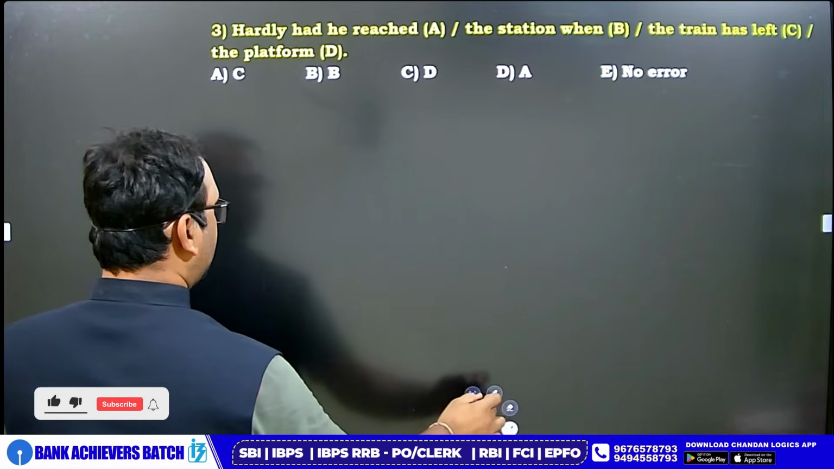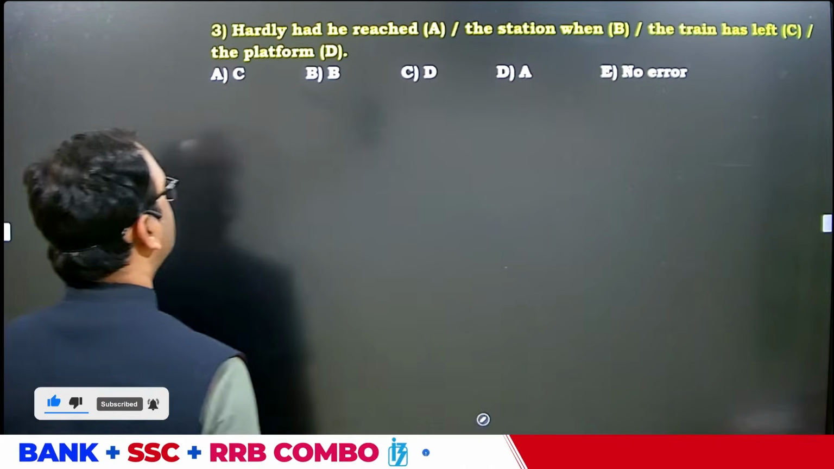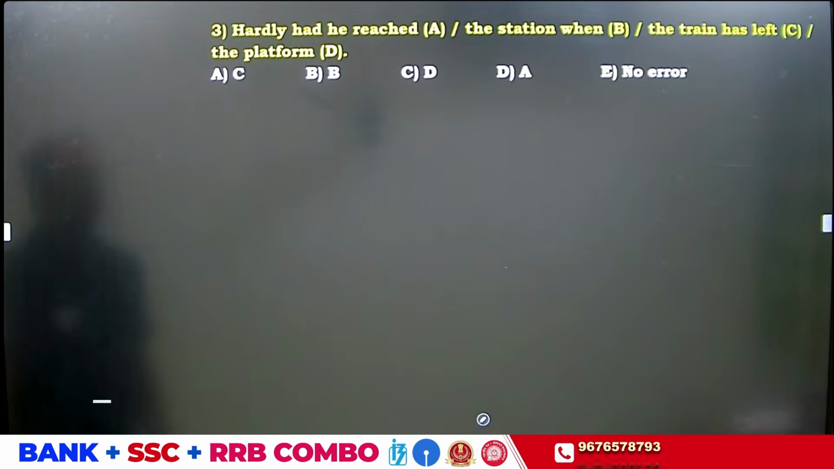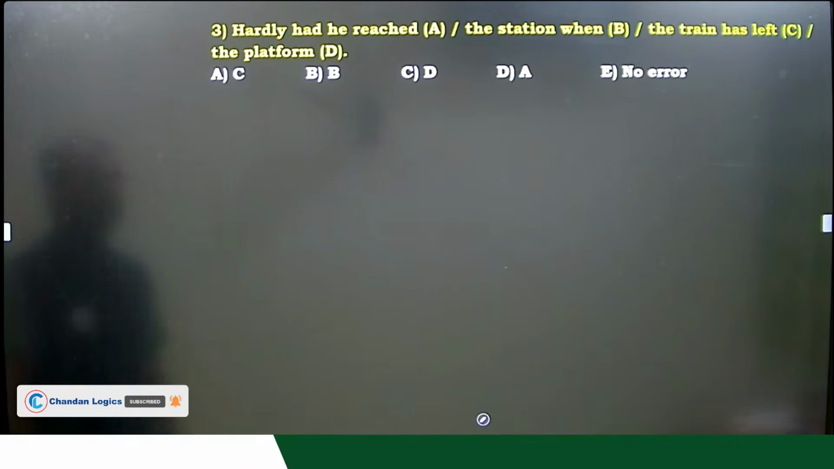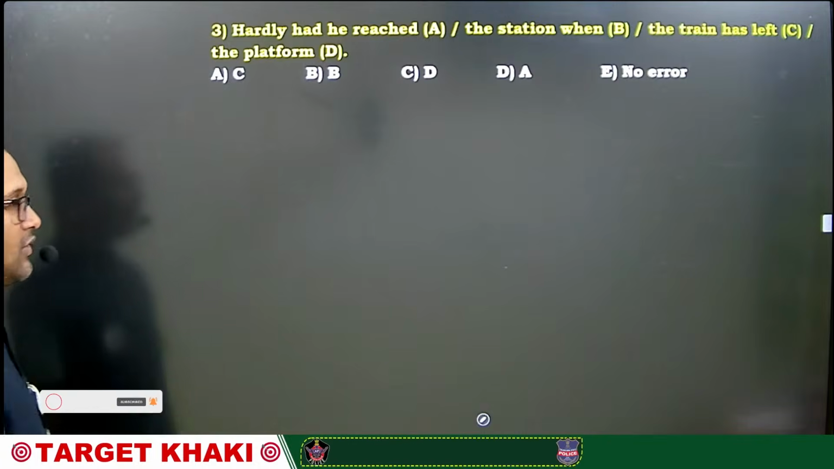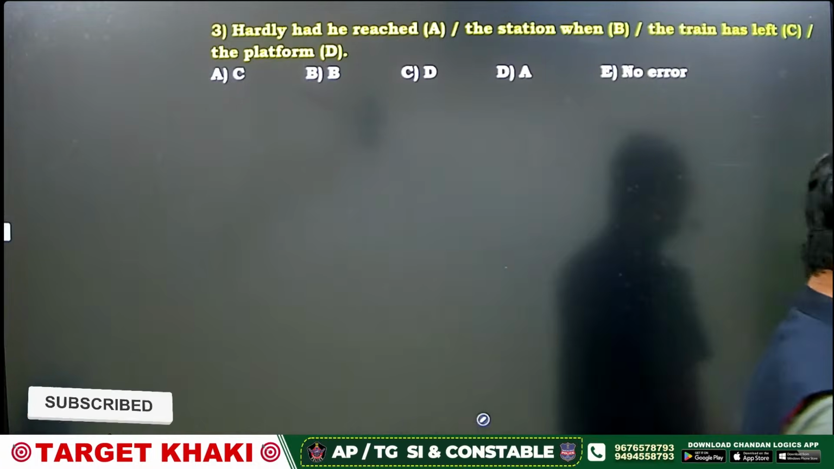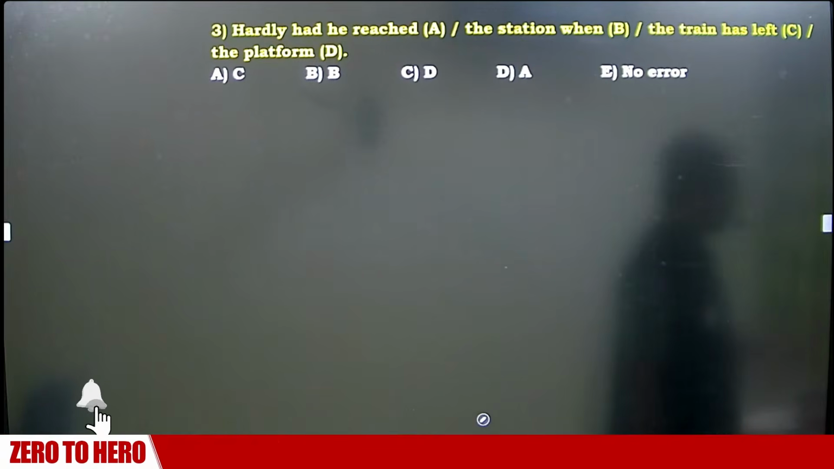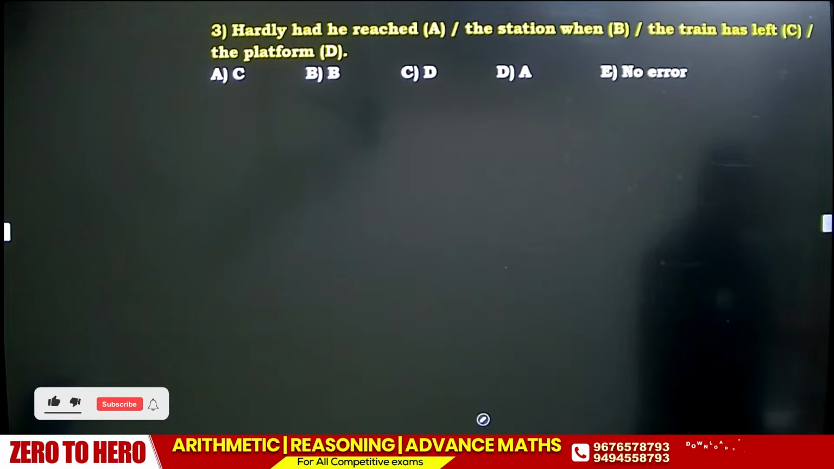Question number 3. Again, a very simple question, guys. Can you find the error in the sentence? Hardly had he reached the station when the train has left the platform. Can you find what the error is in the sentence, guys?